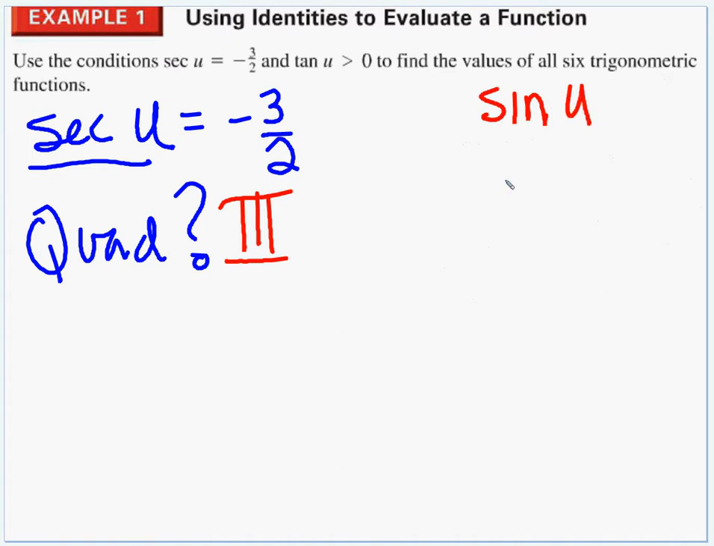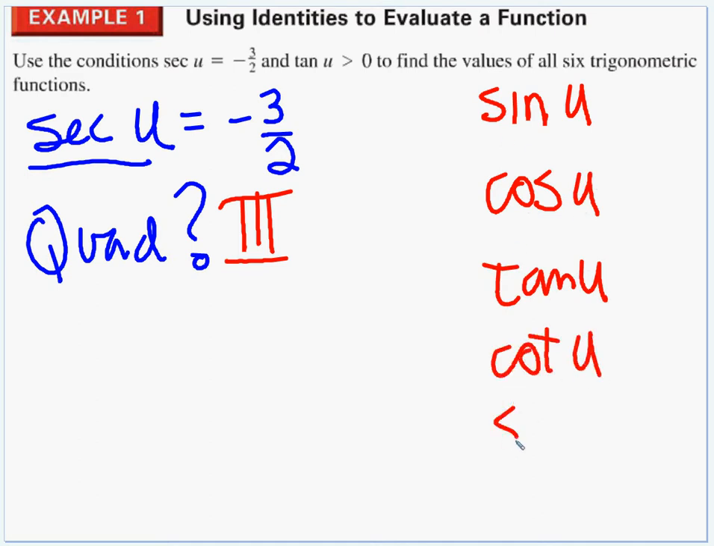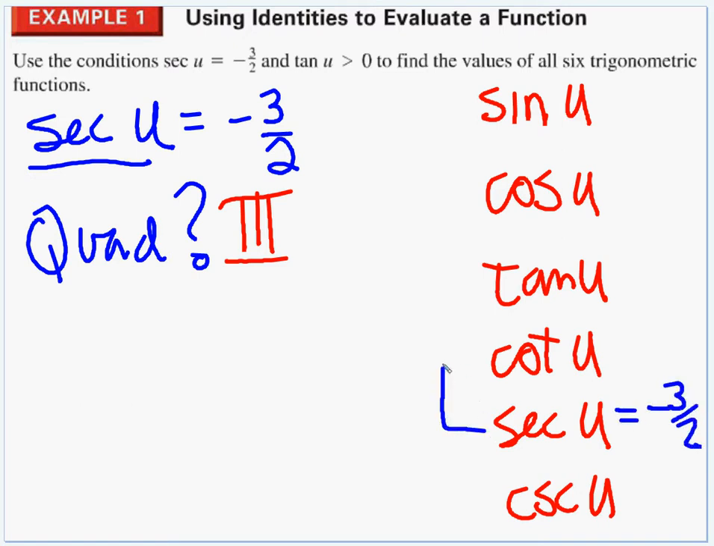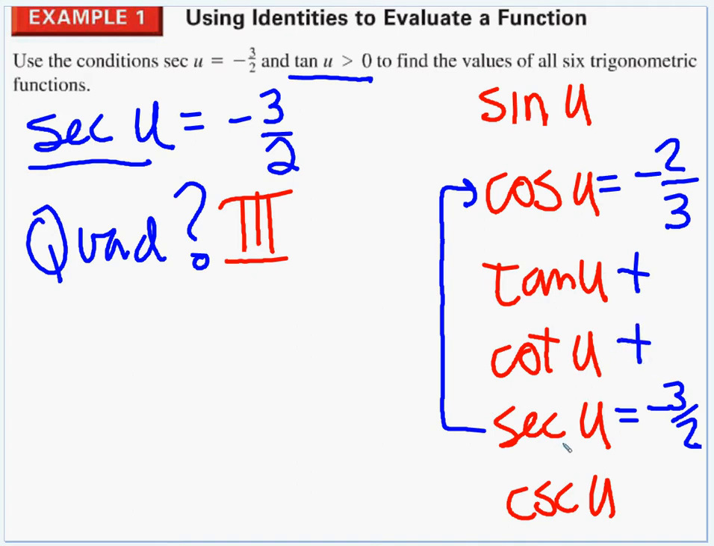Sine u, cos u, tan u. So there's sine, cos, tan, and we've got cotan, secant, and cosecant. And they gave us one to get us started. Secant is negative 3/2. We can immediately do the reciprocal, cos. That'll be negative 2/3. Okay, so we're getting somewhere. They told us tan is positive, so we can put a positive in there, and that means cotan will be positive when we flip it over.